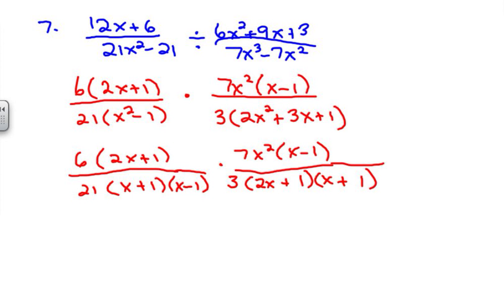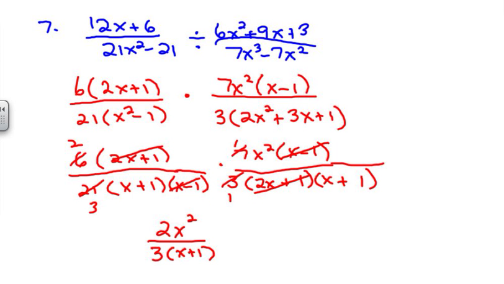Alright, so what cancels? Let's see. We've got 2x plus 1, 2x plus 1, x minus 1, x minus 1. 7 into 21 goes 3 times. 3 into 6 goes 2 times. And nothing else seems to cancel. Let's write it out again. In the numerator we have left 2x squared. In the denominator 3 times 1 is 3 times x plus 1. And everything that could cancel is canceled.